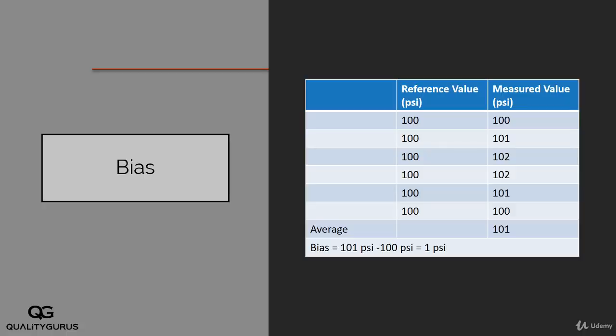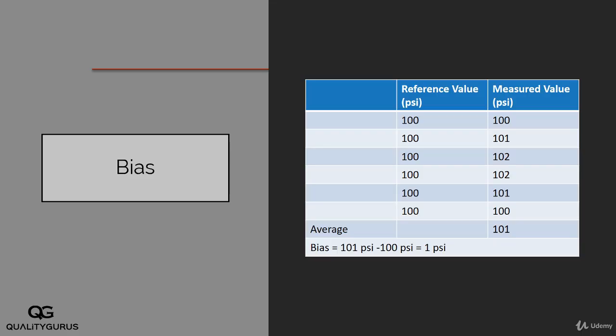So here I have taken 6 measurements. My reference value was 100 psi, pounds per square inch, which is a measurement of pressure, and the readings are 100, 101, 102, 102, 101 and 100. So these are the 6 readings which I have taken. The actual or reference value was 100.